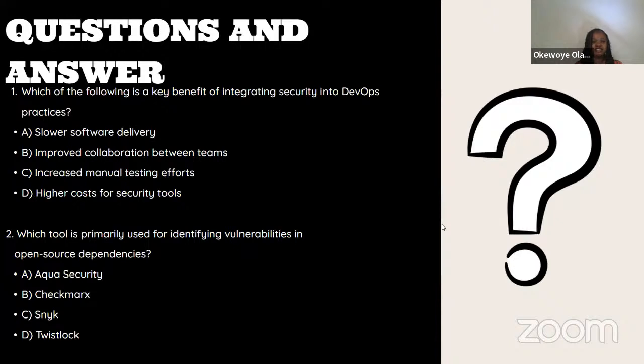Then we have question and answer. Should I go ahead with the question, Miss Victoria? Yeah, sure. Okay. Which of the following is a key benefit of integrating security into DevOps practices? So we have options: slower software delivery, improved collaboration between teams, increased manual testing effort, higher cost for security tools.